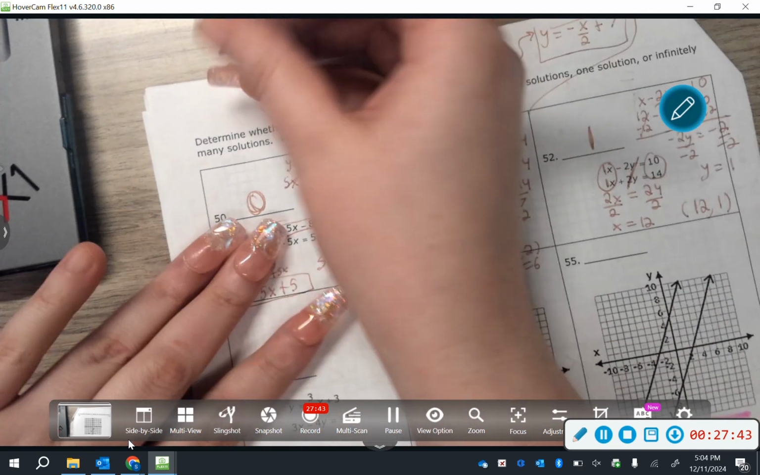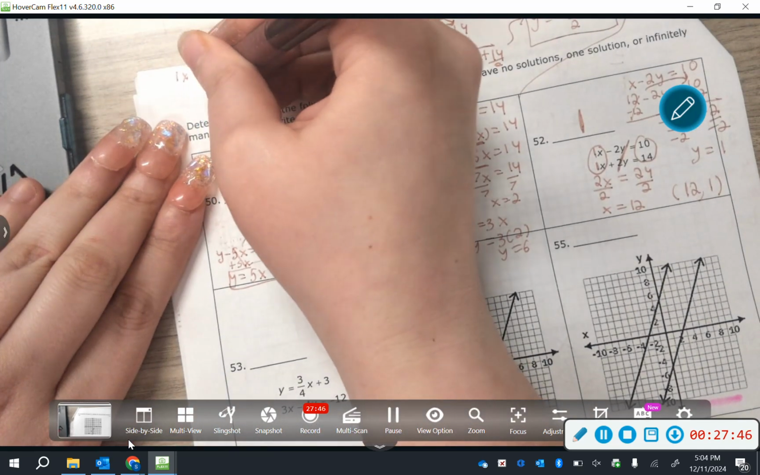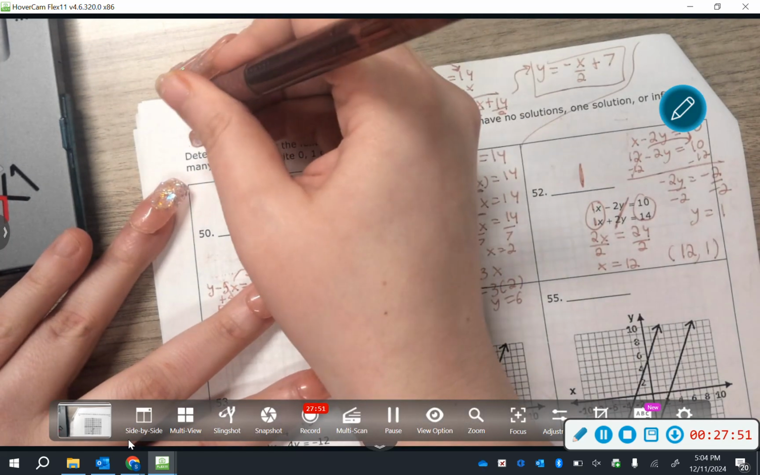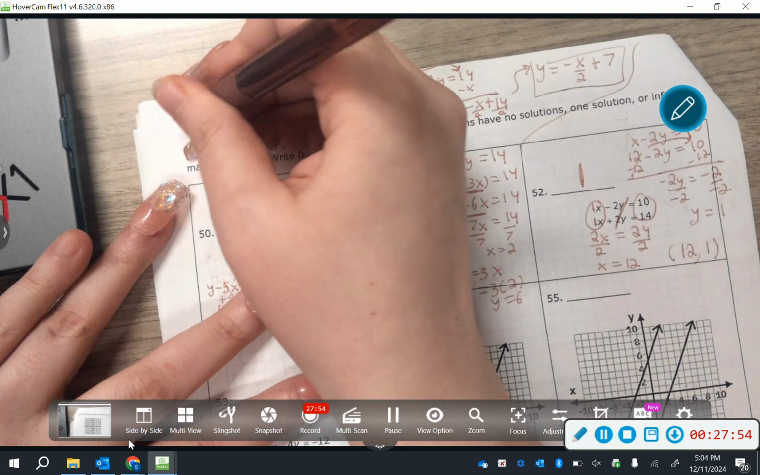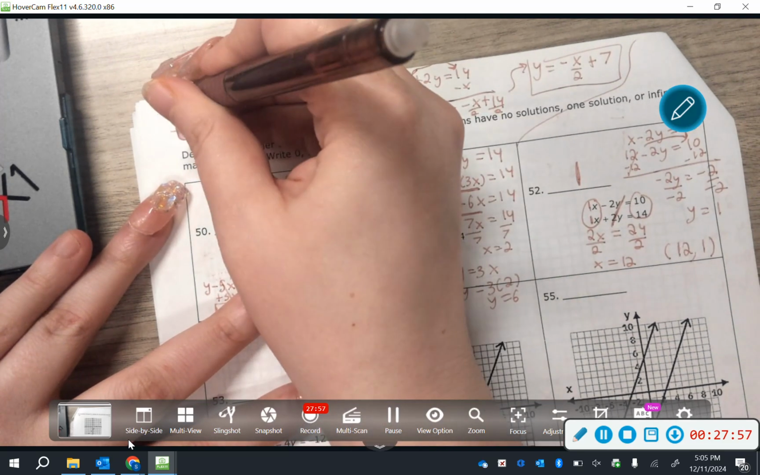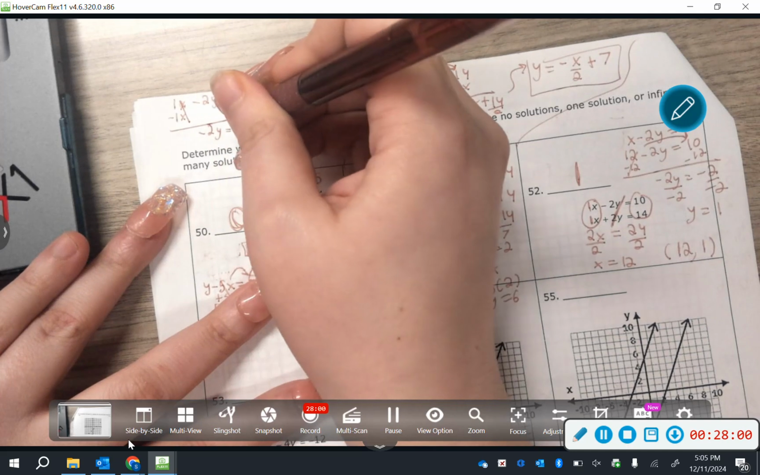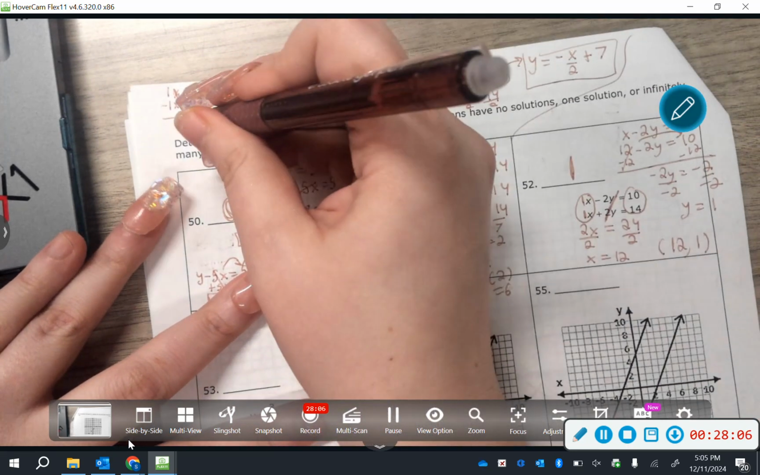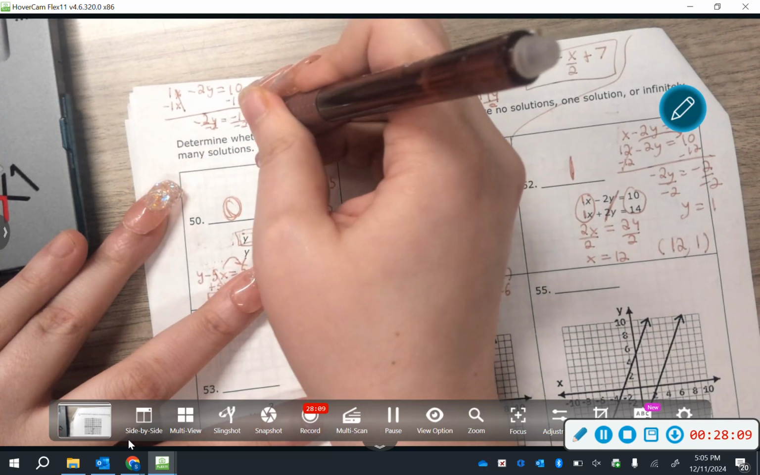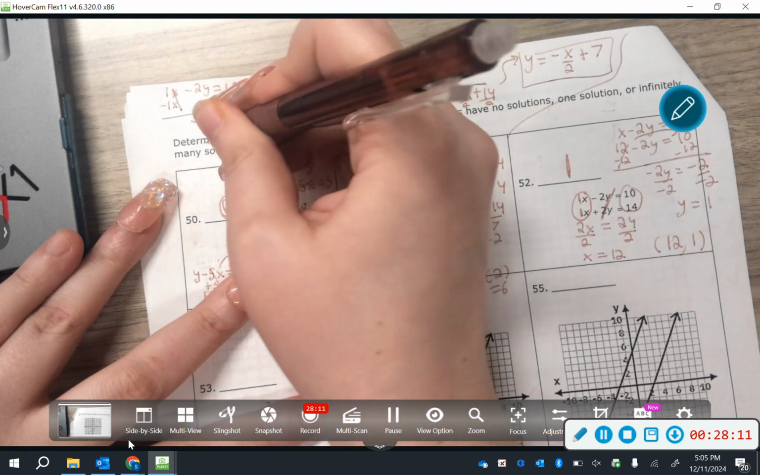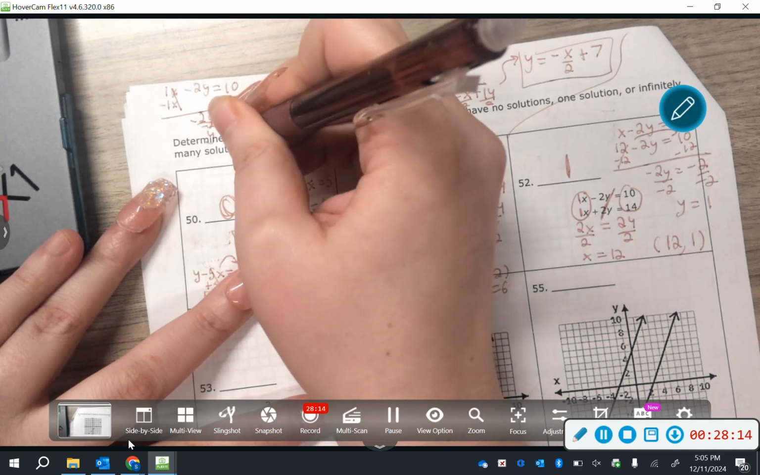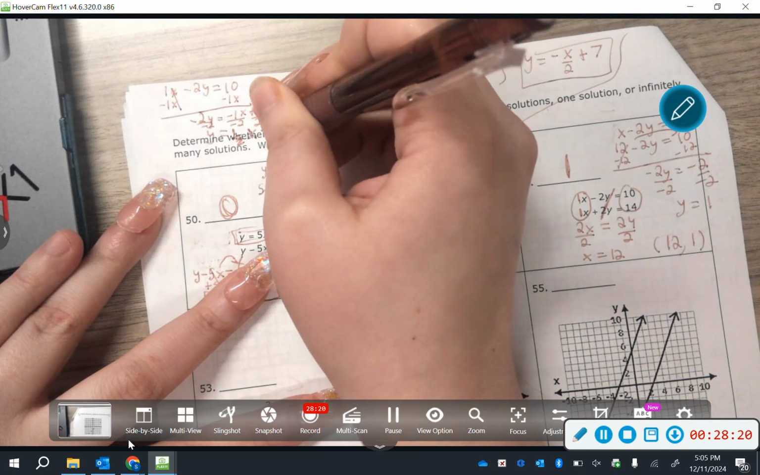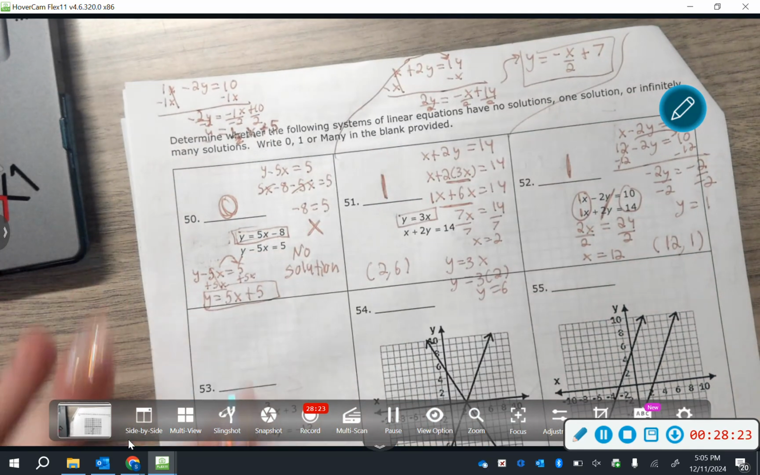I'm going over here. So we got 1x minus 2y equals 10. If you want to change it to y equals, so you can plug it in, we need to get our x to the other side. The opposite of positive 1x is minus 1x to both sides. Negative 2y equals negative 1x plus 10. Divide both sides by negative 2. We would have y equals, that would be positive 1/2, because a negative divided by negative is a positive, x plus 5. Y equals positive 1/2 x plus 5.